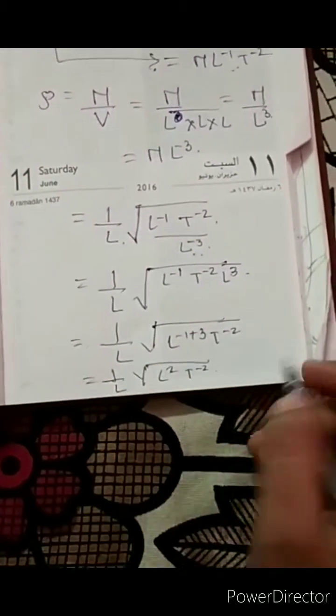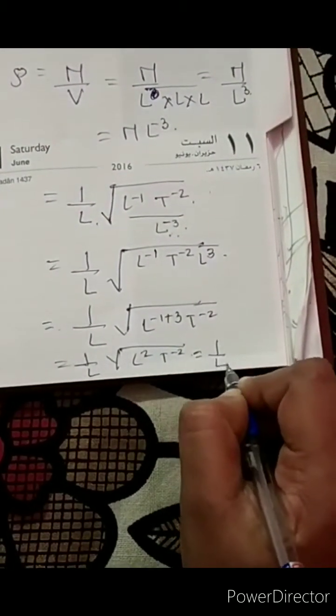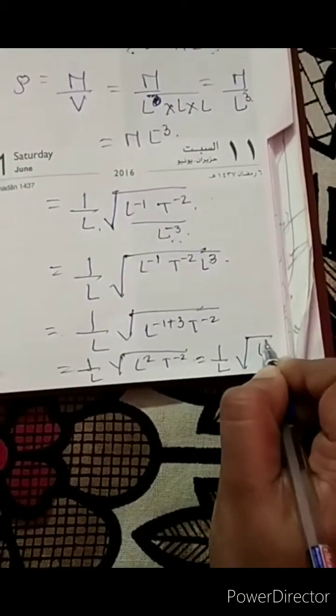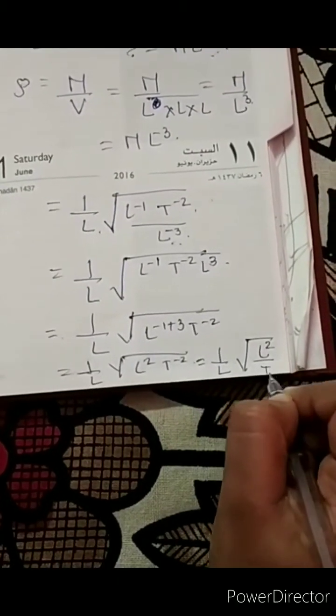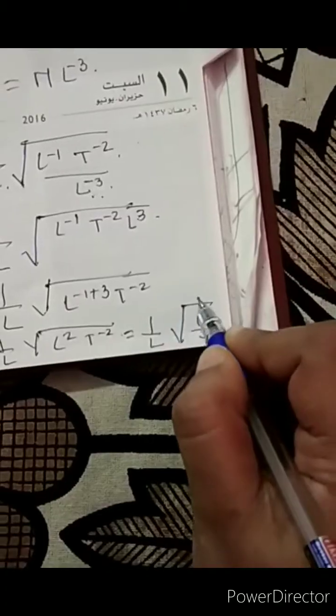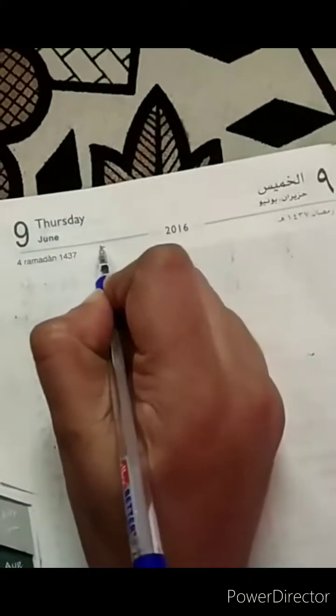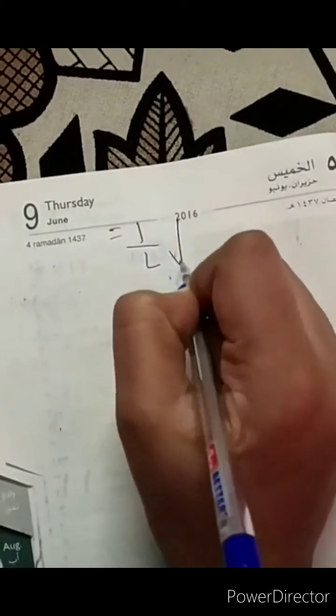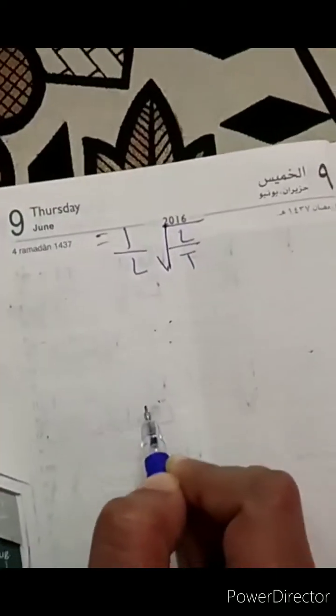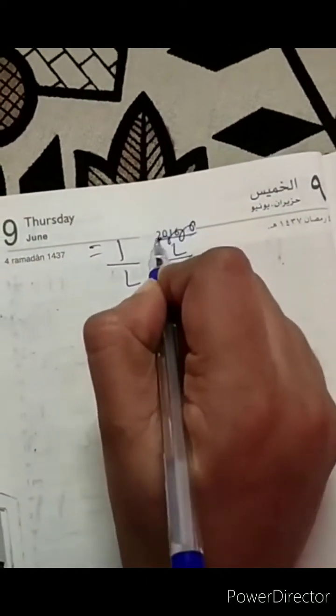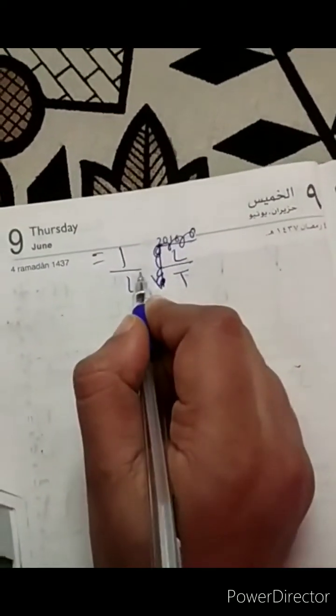Correct? Can I write it like 1 upon L under root L square upon T square? So now you find it, L and T, or 2 cancel. So we are left with 1 upon L under root of L upon T. Oh sorry, not under root. Under root is cancelled now.